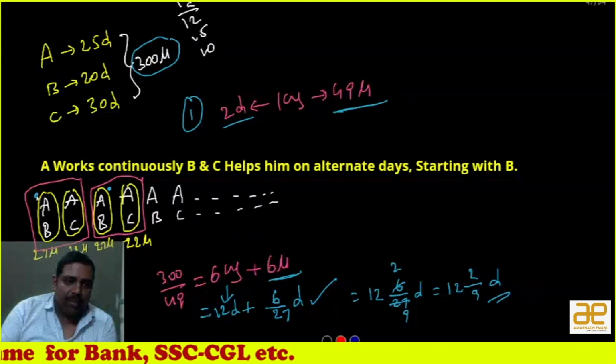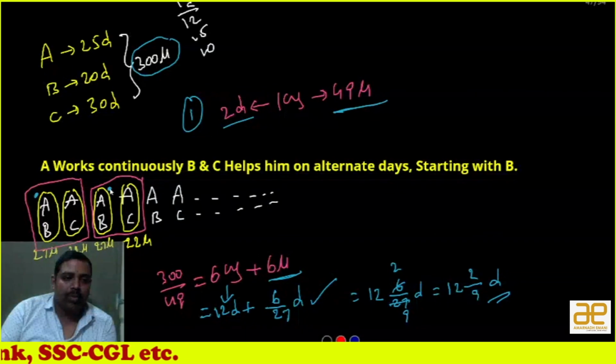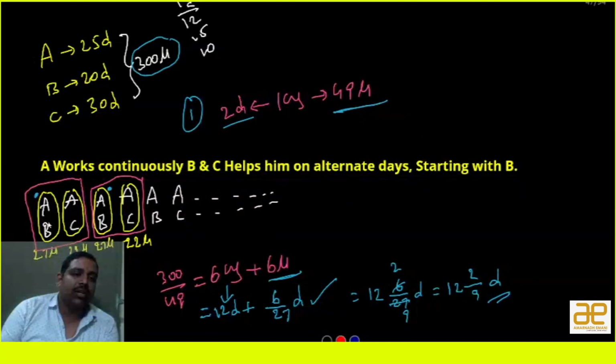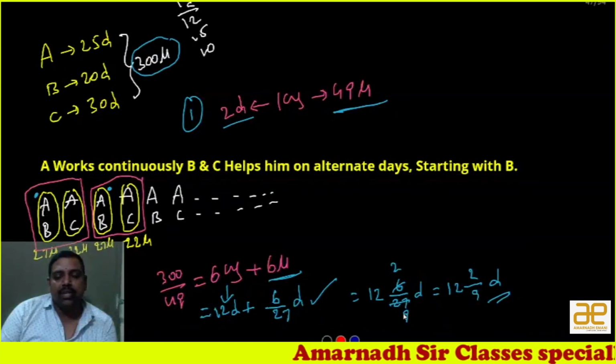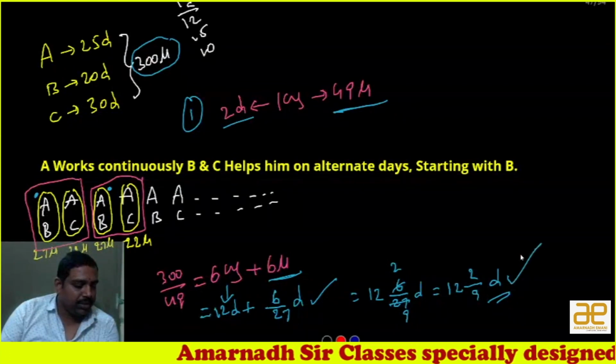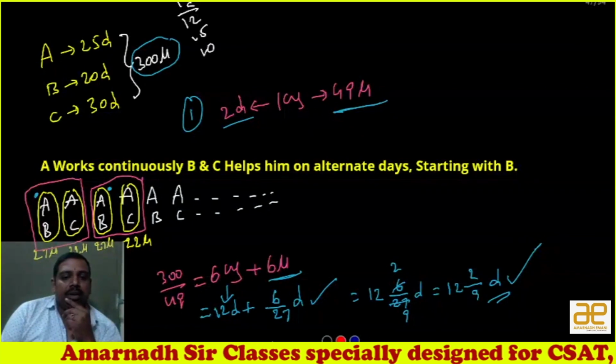Each cycle will be started by A and B together, not A, not B. A and B together. So these 6 units are subjected to A and B together. They can complete 27 units in one day, but they have to complete 6 units only. So 6 by 27. These two together, 12 6 by 27, so 12 2 by 9 days. Right, good. This is known as alternate days.